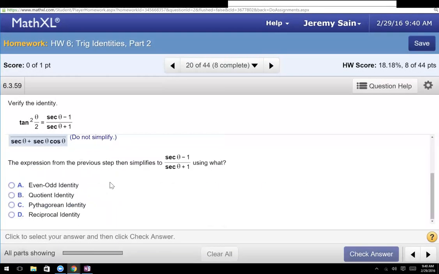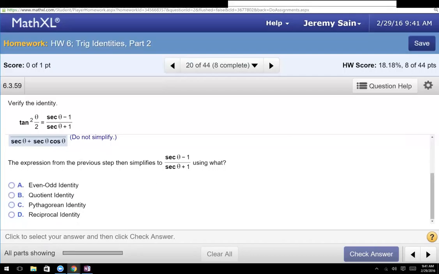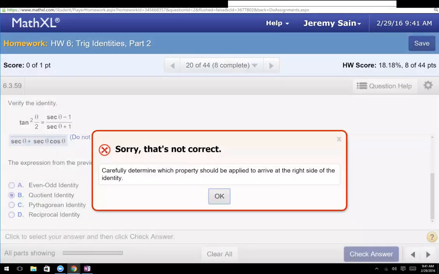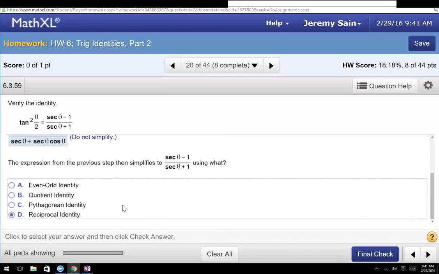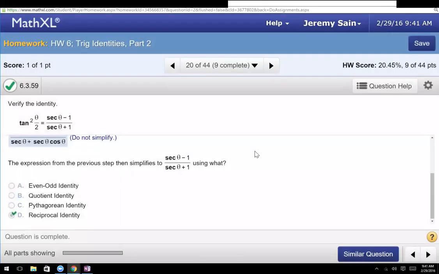That was supposed to be simplified? No, it says do not simplify. That's one we didn't. Oh, okay. And then the last thing is secant times cosine. Well, secant is 1 over cosine, so cosine times 1 over cosine is 1. So we use the reciprocal identity to just get 1s. Sorry, the quotient identity is tangent is sine over cosine.